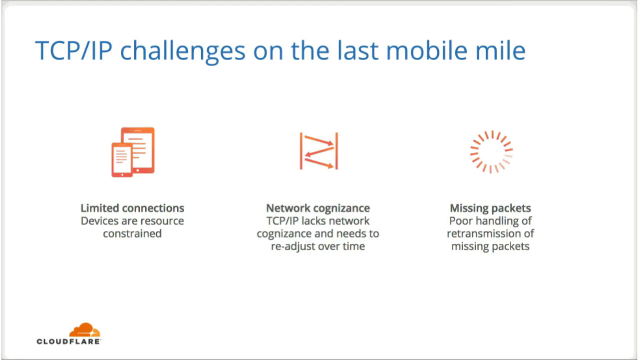So, TCP in particular, I know we had touched on this before. Maybe you could shed some light on what the three factors are that are really inhibiting around TCP with the mobile mile?